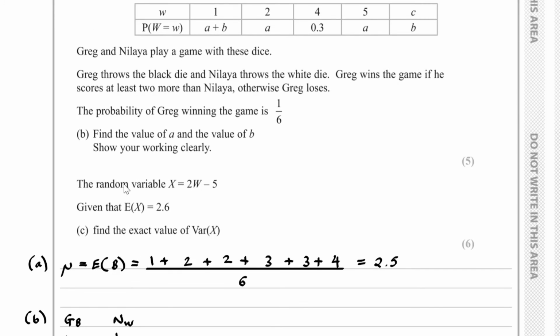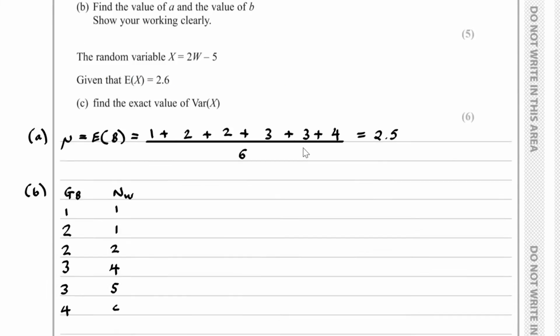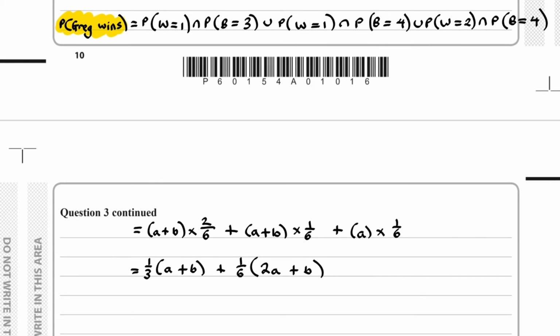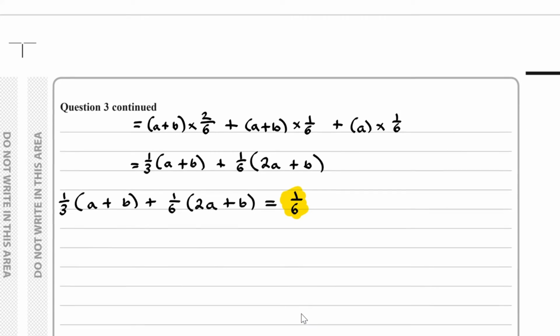Now, we were told in the question that the probability that Greg wins is equal to 1/6, okay? So all this essentially is equal to 1/6. So we have 1/3 lots of A plus B plus 1/6 lots of 2A plus B equals 1/6. And that 1/6 is the probability of Greg winning.